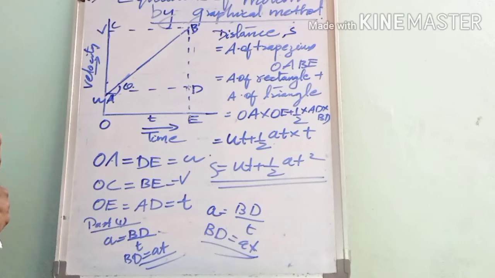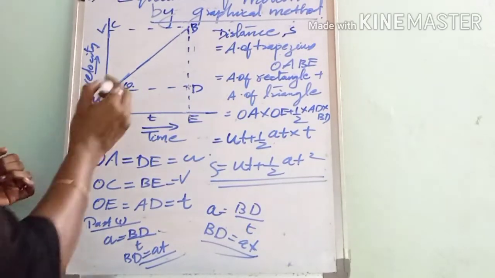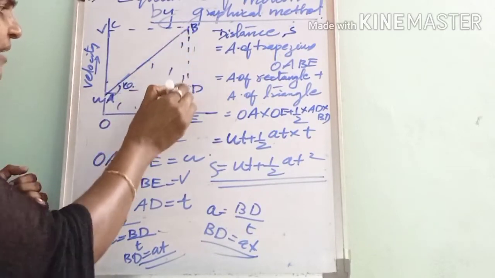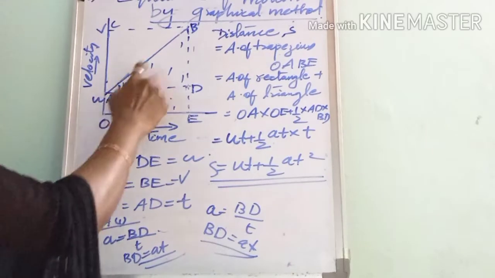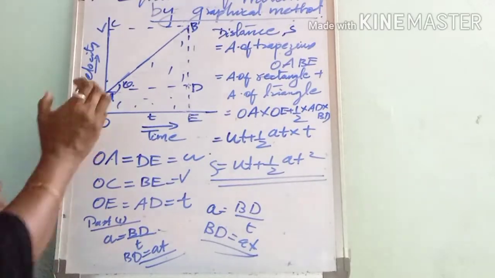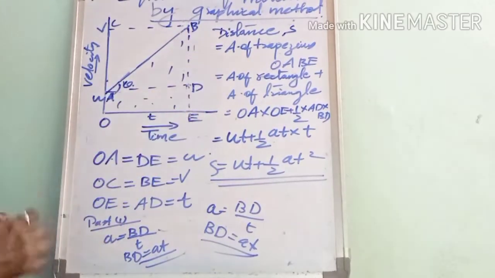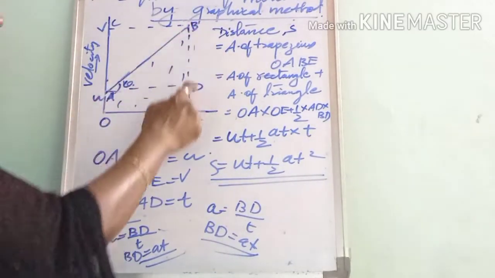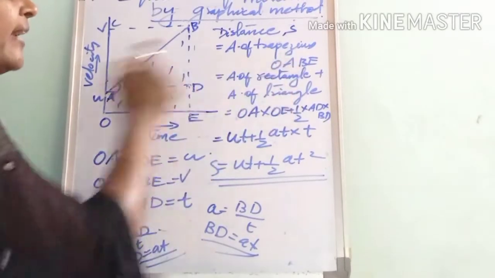How can we calculate the distance travelled or the magnitude of displacement from the velocity time graph? The area under the velocity time graph represents the distance travelled or magnitude of displacement. The area under this velocity time graph AB represents the trapezium. So the distance travelled is equal to the area of the trapezium OABE.